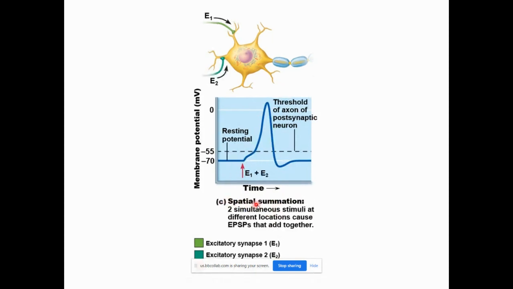Another type of summation is spatial summation. That means let's send a graded potential in here at this dendrite and another one in here at the other dendrite. So it's not temporal, meaning this isn't firing twice, it's just firing once, and this one is just sending an impulse once. So you have two excitatory graded potentials at the same time, but apart from each other, and that's spatial summation. One from one side, another from another side, they add together to reach threshold, and then you get your action potential.